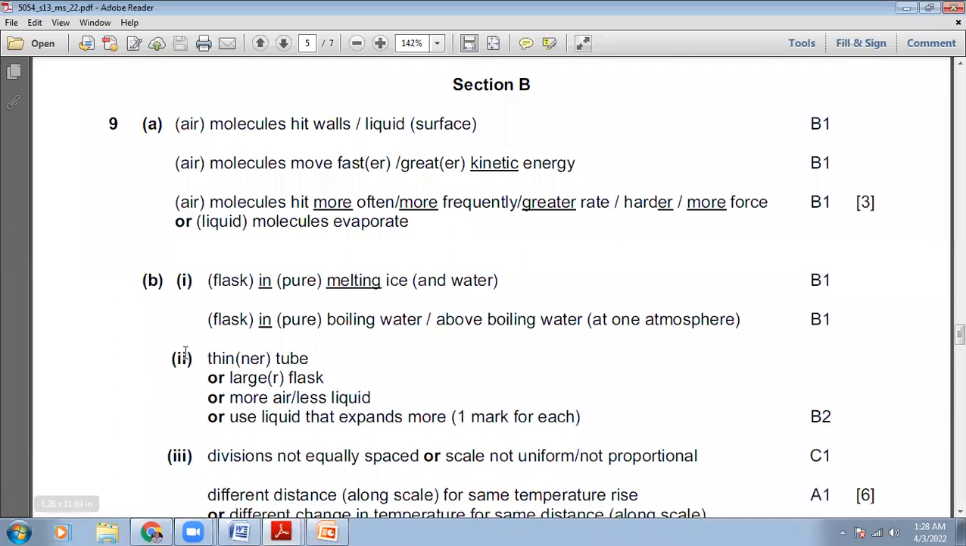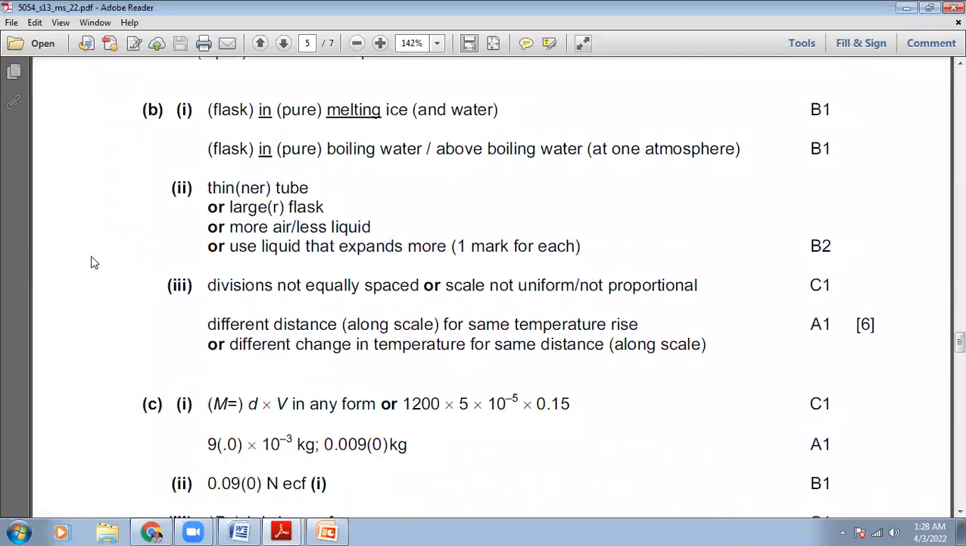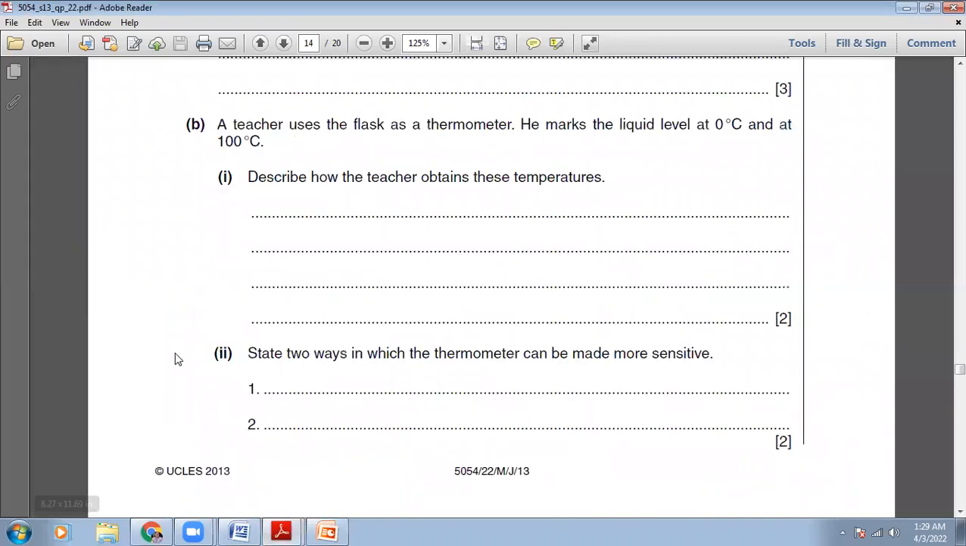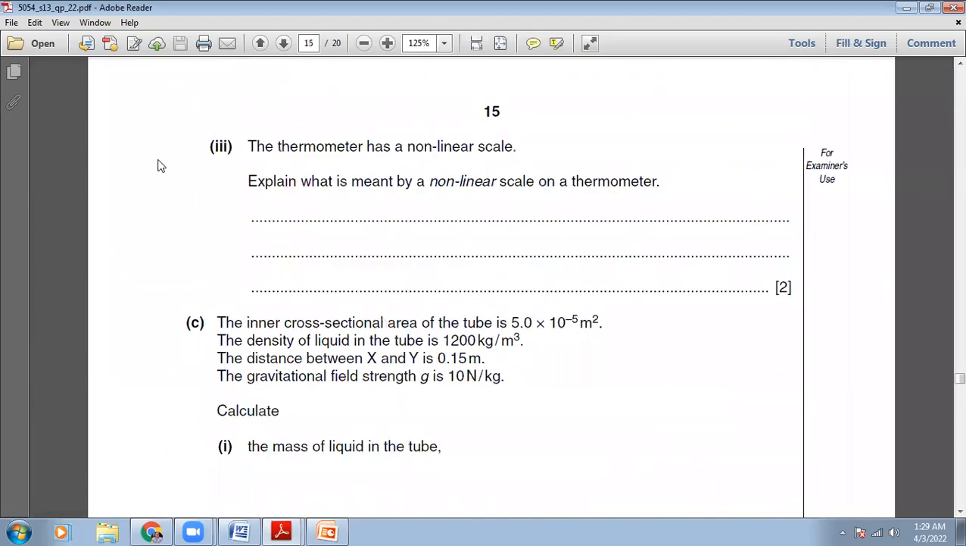Okay, so let's have a look at the marking scheme. The marking scheme says the flask in pure melting ice and water, flask in pure boiling water, above the boiling water at 1 atmospheric pressure. Thinner tube you can use, or larger flask you can use, more air, less liquid. Use liquid that expands more. So hopefully you understand. Our answers are right. Okay, so the next question.